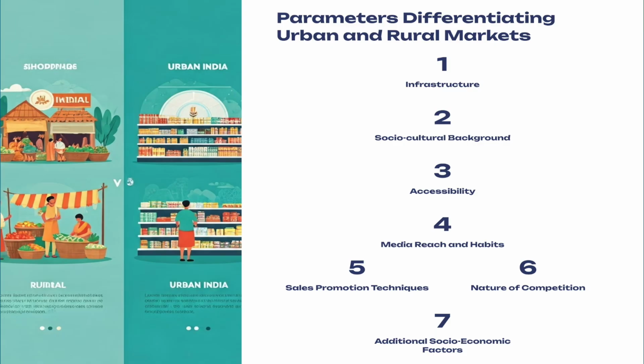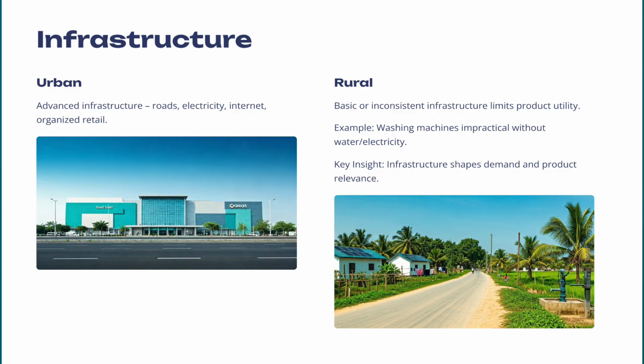Let us now explore the specific parameters that highlight the differences between urban and rural markets. Our first key differentiator is infrastructure. The availability and quality of infrastructure are major distinguishing factors. Think about it. Infrastructure includes everything from transportation networks like roads and railways to connectivity like internet and mobile networks, essential utilities like power supply and water, educational institutions and even organized marketplaces. These elements profoundly shape consumption patterns in both urban and rural settings.